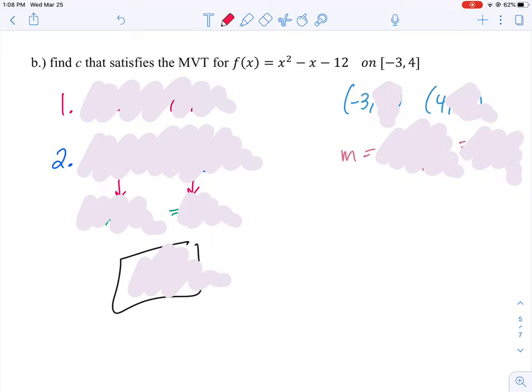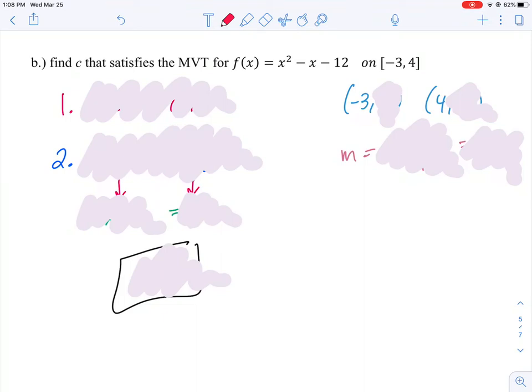Okay, we're going to finish up mean value theorem from section 4.2 in this video. This is example number 3b. It asks us to find c that satisfies the mean value theorem for this function on the interval from -3 to 4. And so remember, mean value theorem says two things.